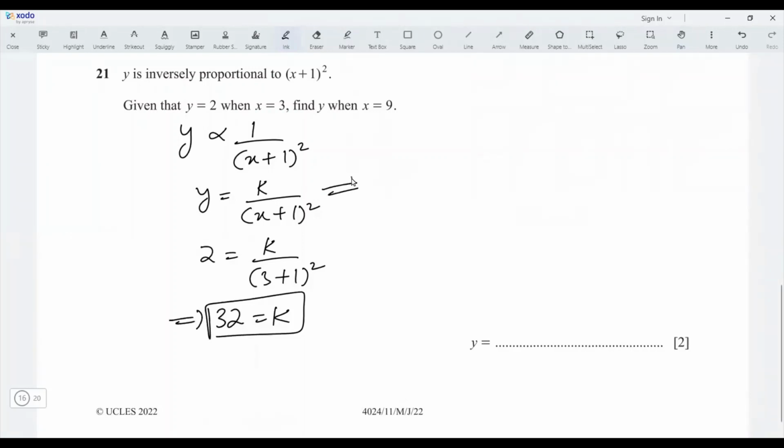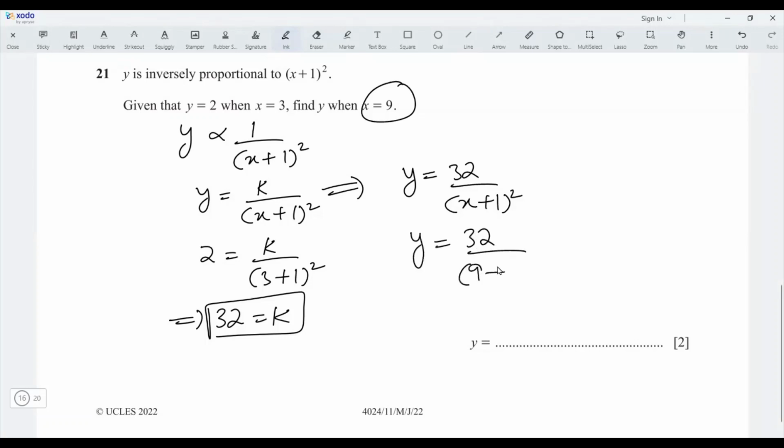Replacing that value of k into this equation, that is y equals 32 over (x plus 1) whole squared. In the next part, what we have to do is find y and replace x with 9. So y equals 32 over (9 plus 1) whole squared. 9 plus 1 is 10, 10 squared is 100. So 32 over 100 results in 0.32. Dividing any number by 100 is basically shifting the decimal 2 places to the left. So it is 0.32, the final answer.